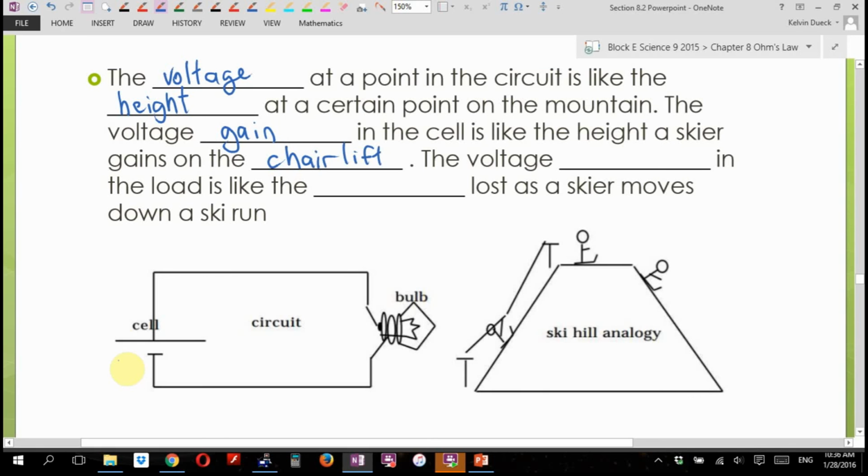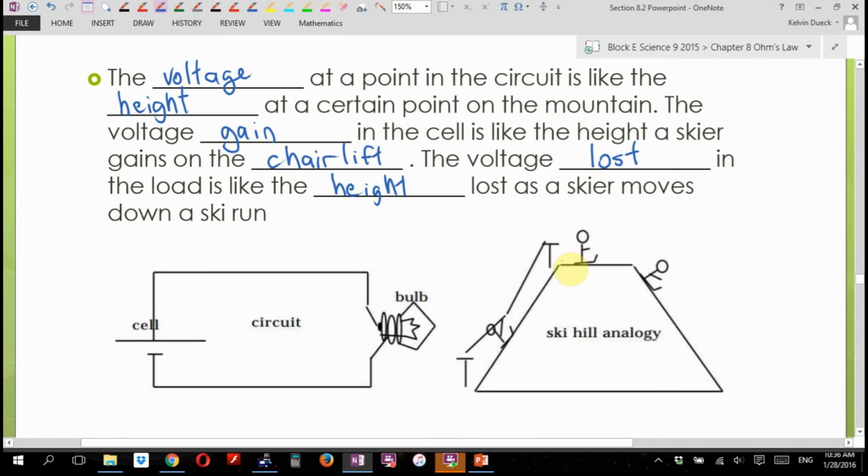In other words, this and this, don't write that down, as far as I'm concerned, are doing the same thing, Ibrahim. The way a chairlift increases a skier's height, a battery increases a charge's voltage. You okay with that? And then the voltage that the charges lose in the load, that's like the height a skier loses as the skier skis down a hill.